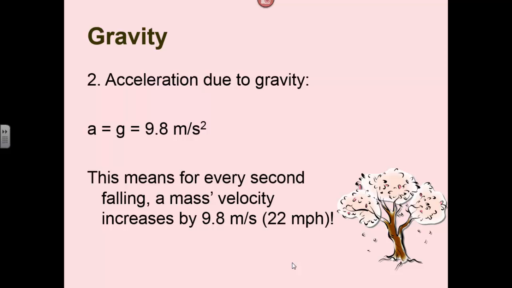If you change that into units we're more familiar with, that means every second that an object falls, it goes 22 miles per hour faster. And eventually, if it falls long enough, it reaches that idea of terminal velocity, which means it just can't go any faster anymore. But that's a little bit beyond the scope of the class.